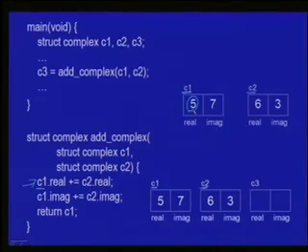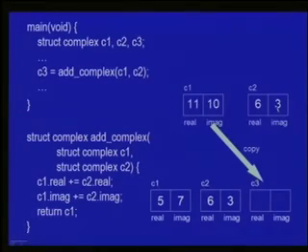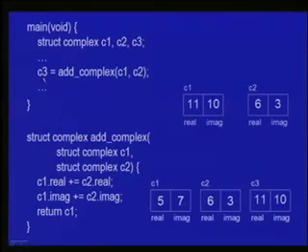So this value will become 5 plus 6, that's 11, and the imaginary part will become 7 plus 3, which is 10. So in the next step, C1.real becomes 11, and in the next step, C1.imaginary becomes 10, and finally the value of C1 is returned. So when this value of C1 is returned, this value will be copied into the variable which is going to hold the return value, in this case C3, and so this copy is made, and now the function add complex has returned.